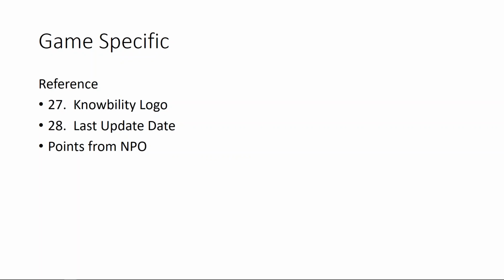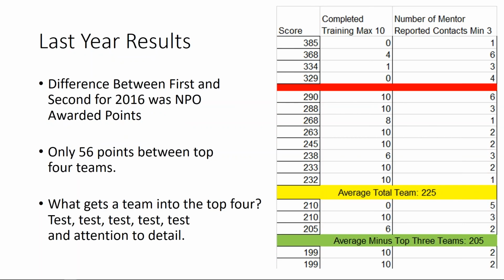Game specific. All right, so we do request that you do certain things. You need to include the Nobility logo. That's item number 27. Number 28 is the last update date. And then points for NPO. Your NPO provides points, and so your relationship with the nonprofit does show up in those points that are allocated. So you need to have a close working relationship so you can get the NPO the site that they want and need. You need to do it because it is definitely part of the competition, and you will be graded on that.